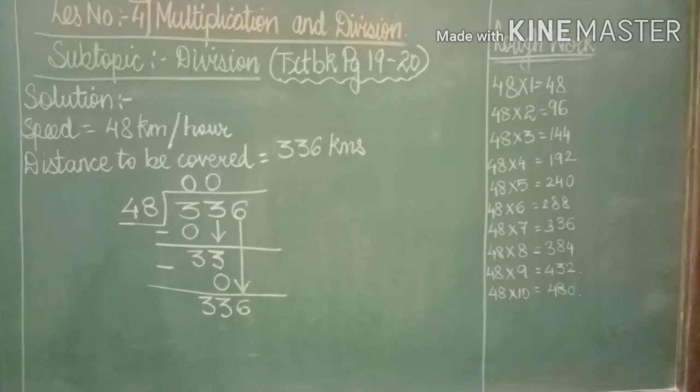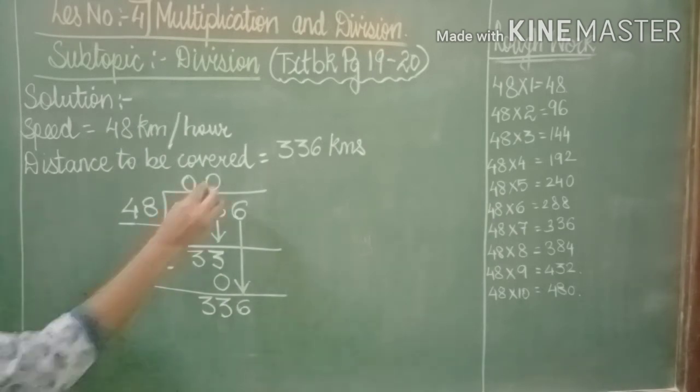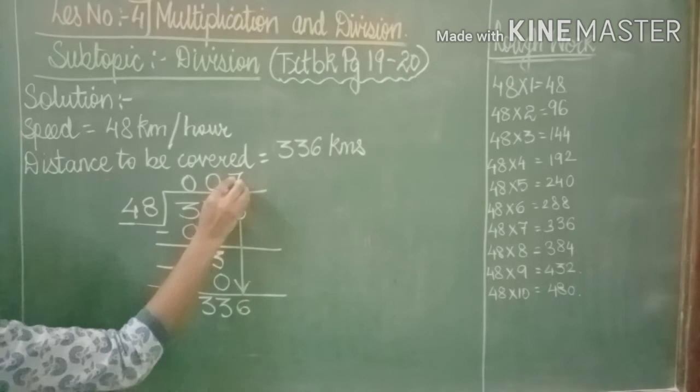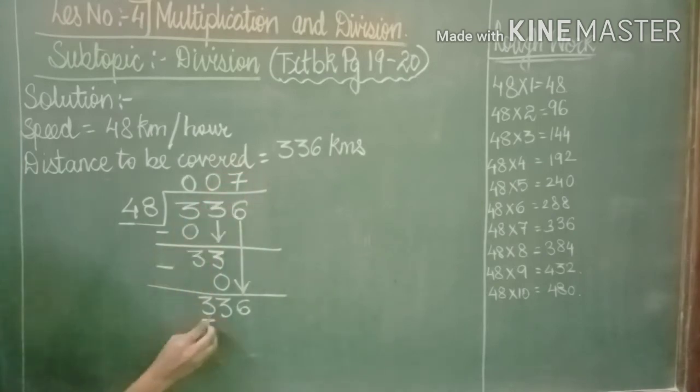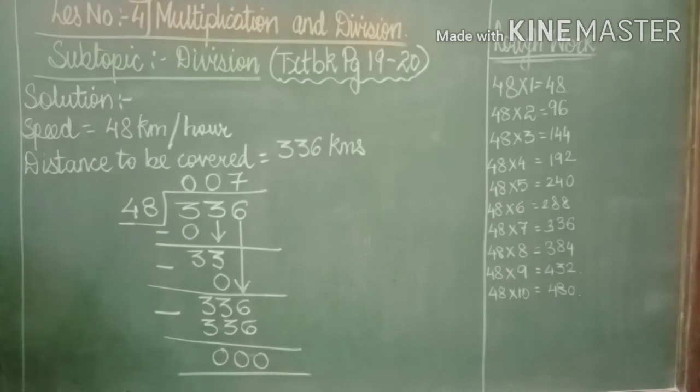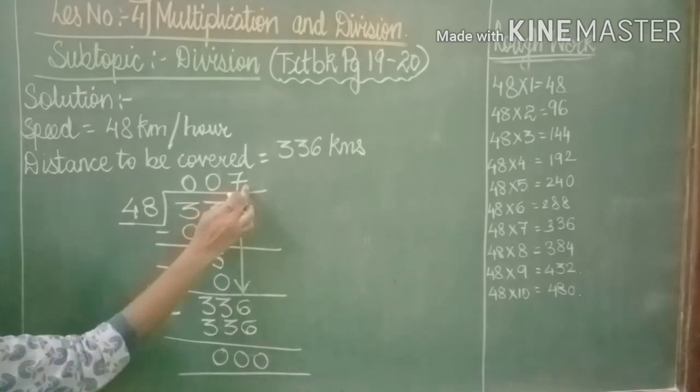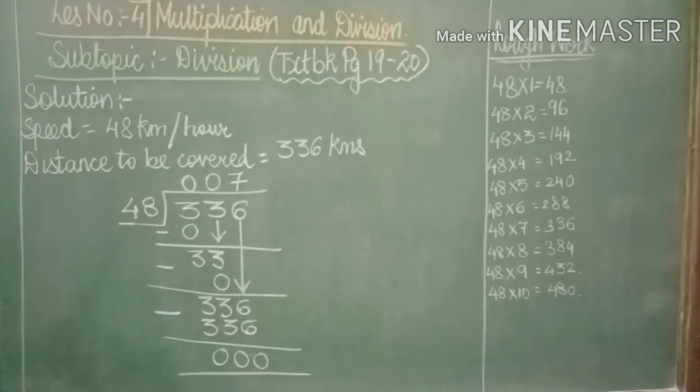Now let's see, everyone, in this 48 table, can we find any number below 336, or 336 as the exact number? As you can see over here, 48 sevens are 336. So we got the final answer, 48 sevens are 336. Which sign? Minus sign. What will be the remainder? The remainder is 0. And what is this 7? This is called the quotient.